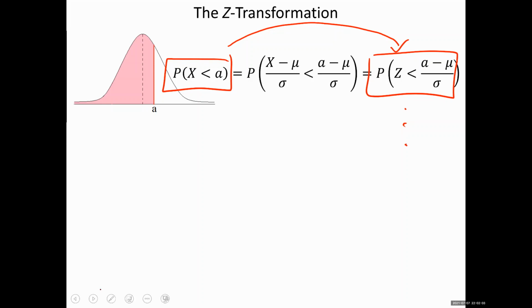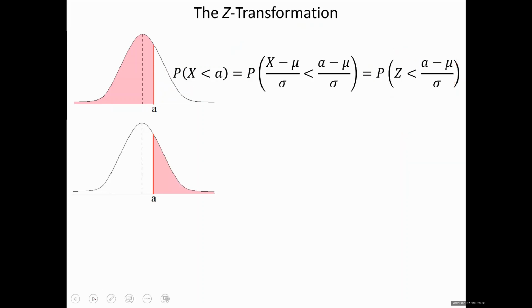Let's go and look at the other types. So let's say it was this. This is the area to the right of a number. Again, this is a normal distribution, not the standard normal distribution. So the notation, instead of it being probability Z bigger than whatever that number is, I'm going to be using the letter X. So the notation for this area is probability X greater than A.